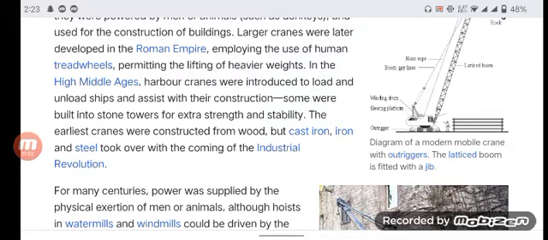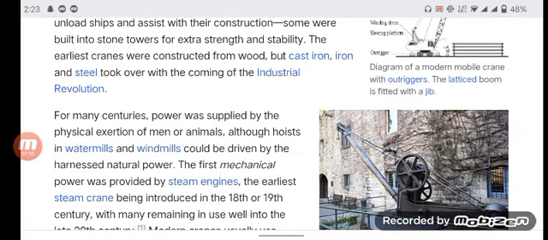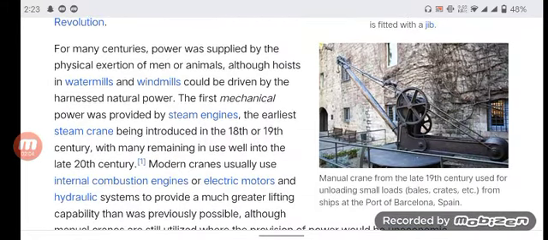The earliest cranes were constructed from wood, but cast iron and steel took over with the coming of the Industrial Revolution. For many centuries, power was supplied by the physical exertion of men or animals, although hoists in watermills and windmills could be driven by the harnessed natural power.